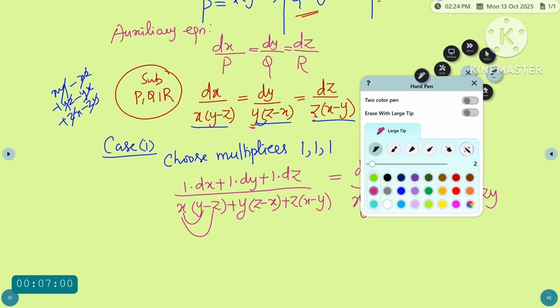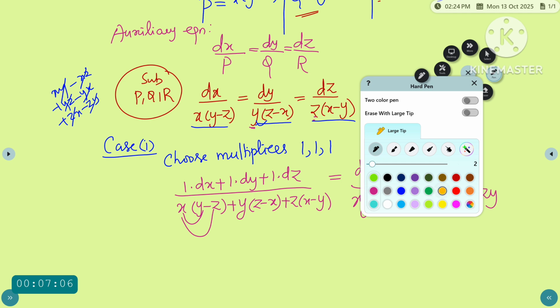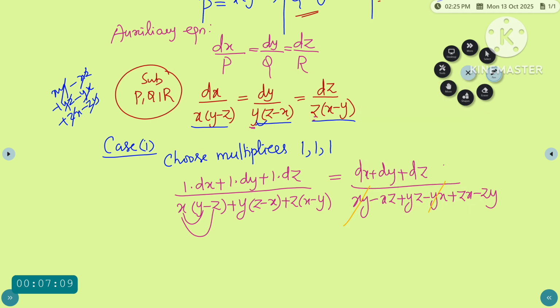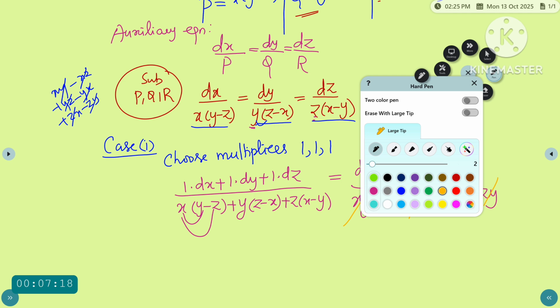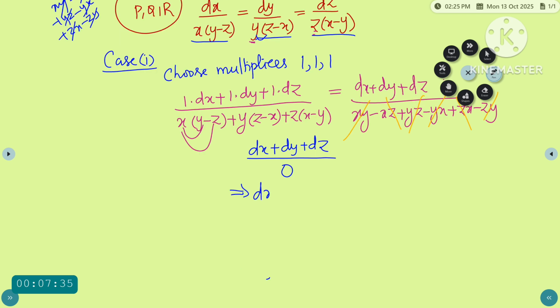Then how can we cancel this one? Simplify the denominator. If we simplify, these terms will vanish. How will they vanish? xy and minus xy will get cancelled. Then xz and plus xz will get cancelled. yz and minus yz will get cancelled. So our final solution is dx plus dy plus dz divided by, the denominator is vanished. This can be rewritten as dx plus dy plus dz equal to 0.